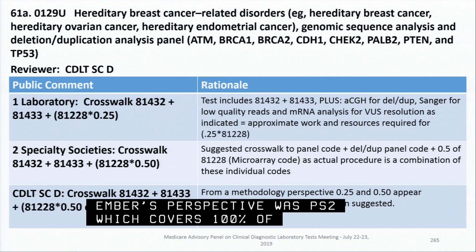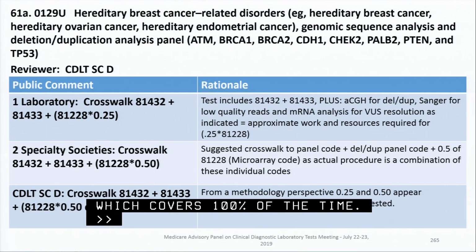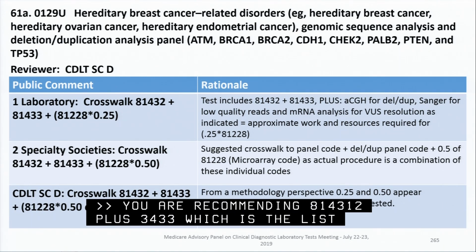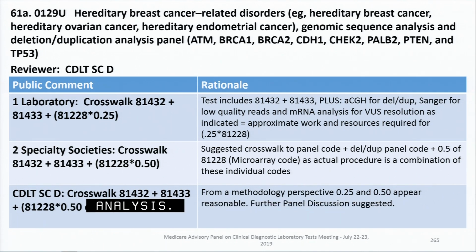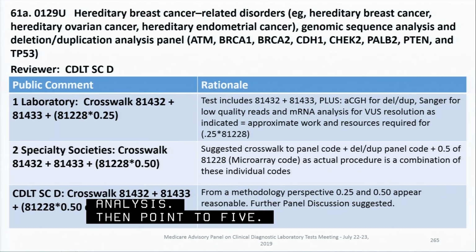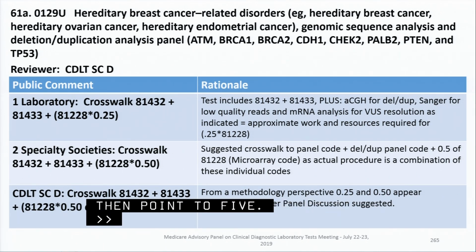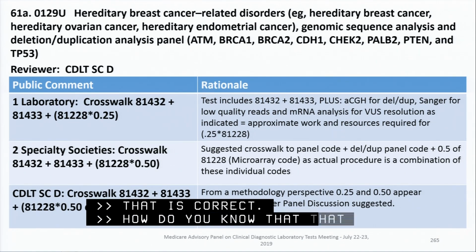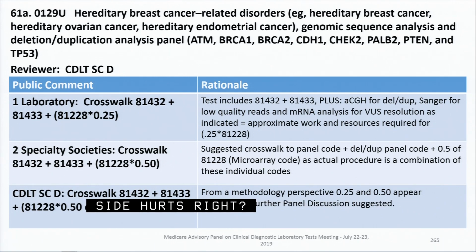Okay, so you're recommending 81432 plus 81433, which is deletion duplication analysis, and then 0.25 of a cytogenomic microarray? That's correct. How does the cytogenomic microarray deal with the PMS2 issue better than the others? Because PMS2 requires something a bit different either way you do it.